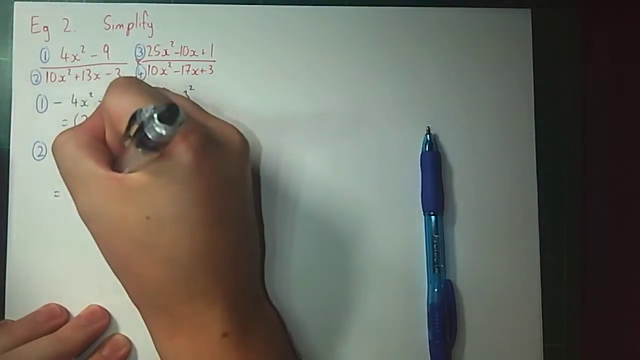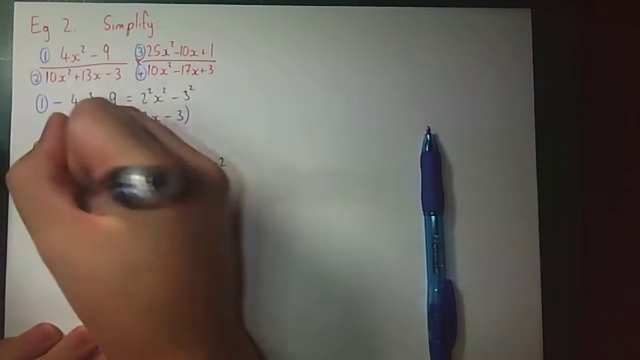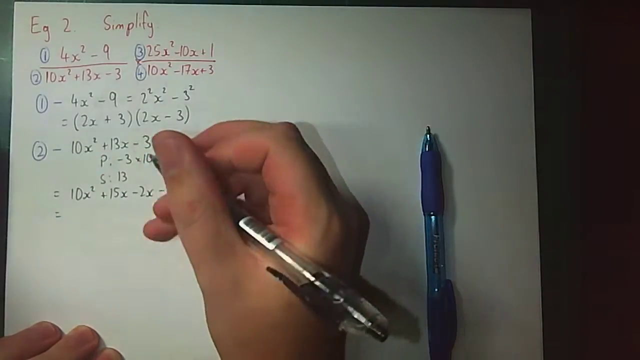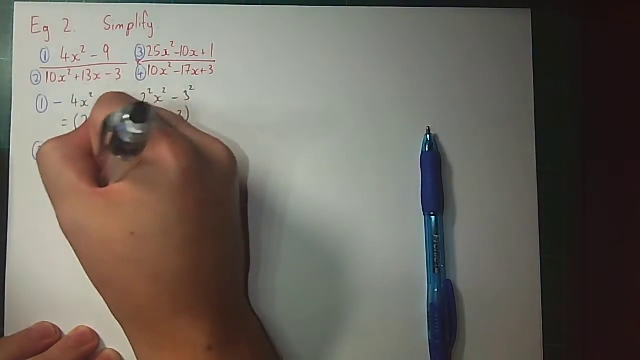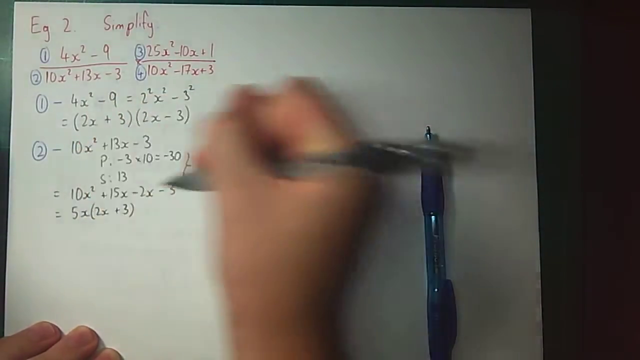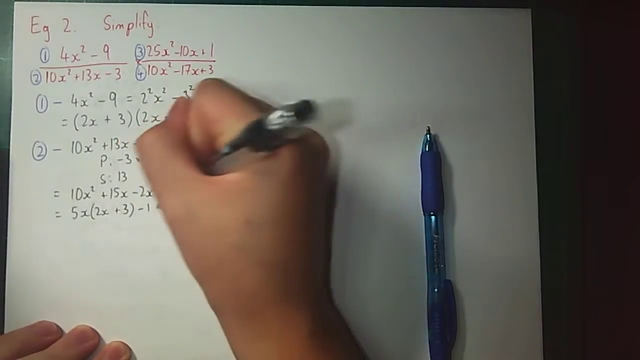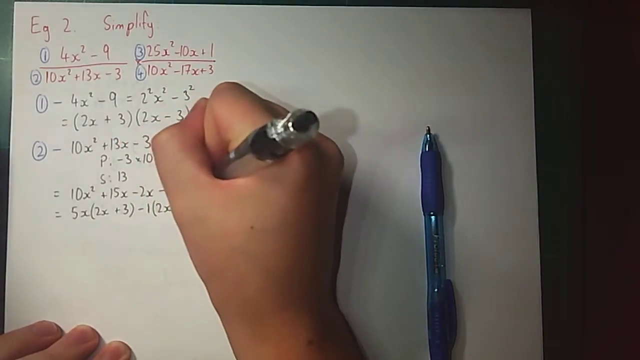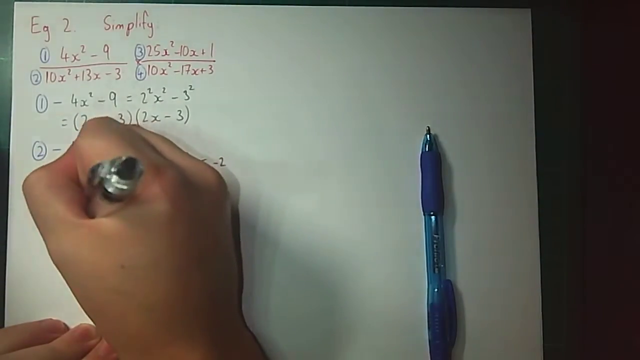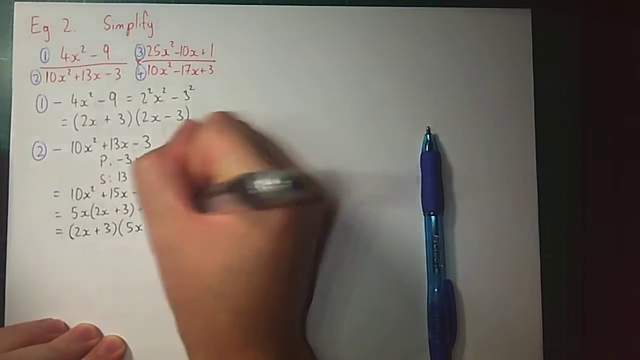10x squared plus 15x minus 2x minus 3. So we'll find a common factor for 10x squared and 15x. So that's going to be 5x. Left over here, we're going to have 2x plus 3. Now here, the only thing we have in common is that they're both negative. So we're going to take a negative 1 out. We're left with just 2x plus 3. So you can see that these two are the same, so we can bring it out the front. 2x plus 3. And then what's left over in brackets, 5x minus 1.